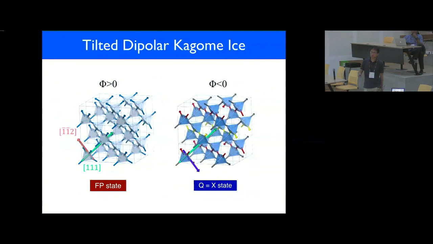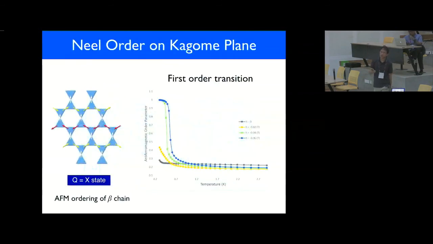It turns out when we look at the configuration, this is what people call the Q=X state. It's hard to see from here, but if you look at these chains, the red spins and the yellow spins are actually antiferromagnetically ordered. So basically, the system going from the Kagome ice state goes through a first order transition by ordering these chains.